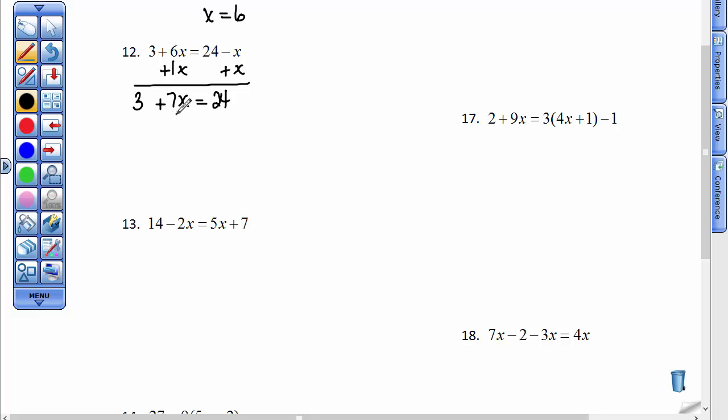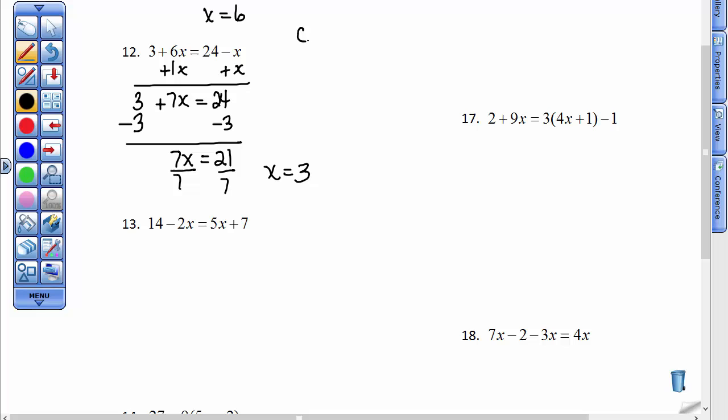Now remember, you're trying to isolate the x term so that you can eventually divide by 7. But you don't divide by 7 until the end. So now what you're going to do is subtract 3 from both sides of the equal sign, and you'll have 7x equals 24 minus 3 is 21. And then finally you'll divide both sides by 7, and you're going to get your solution to this problem of x is equal to 3.